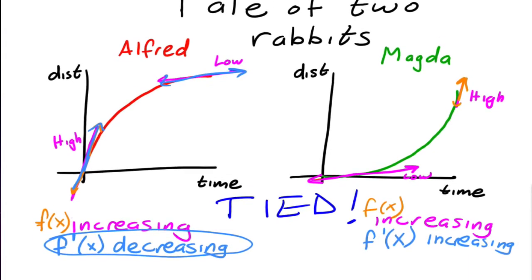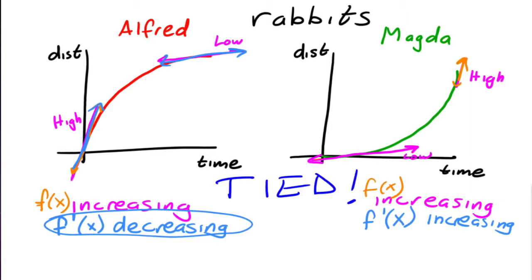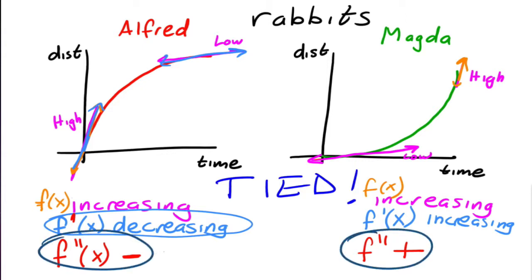So what does that say about the second derivative? Well, if the first derivative is decreasing, that means that the second derivative, or its derivative, is going to be negative. And over here for Magda, if the first derivative is increasing, that means that the second derivative is going to be positive. So basically, you have the connection between the shape of the graph, the shape of your function, and the second derivative. If the second derivative is negative, that means that your function is going to be concave down. It's going to look like that, like Alfred's. But if the second derivative is positive, that means that the function is going to be concave up.